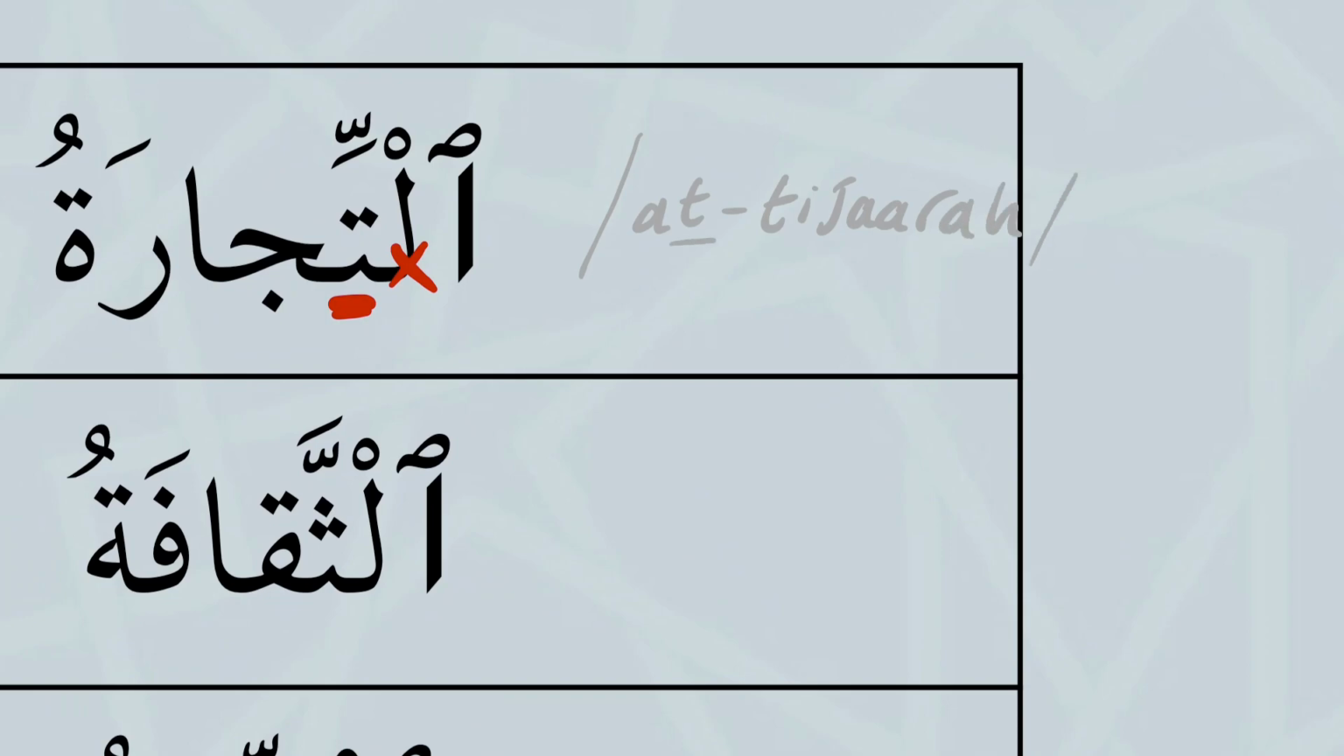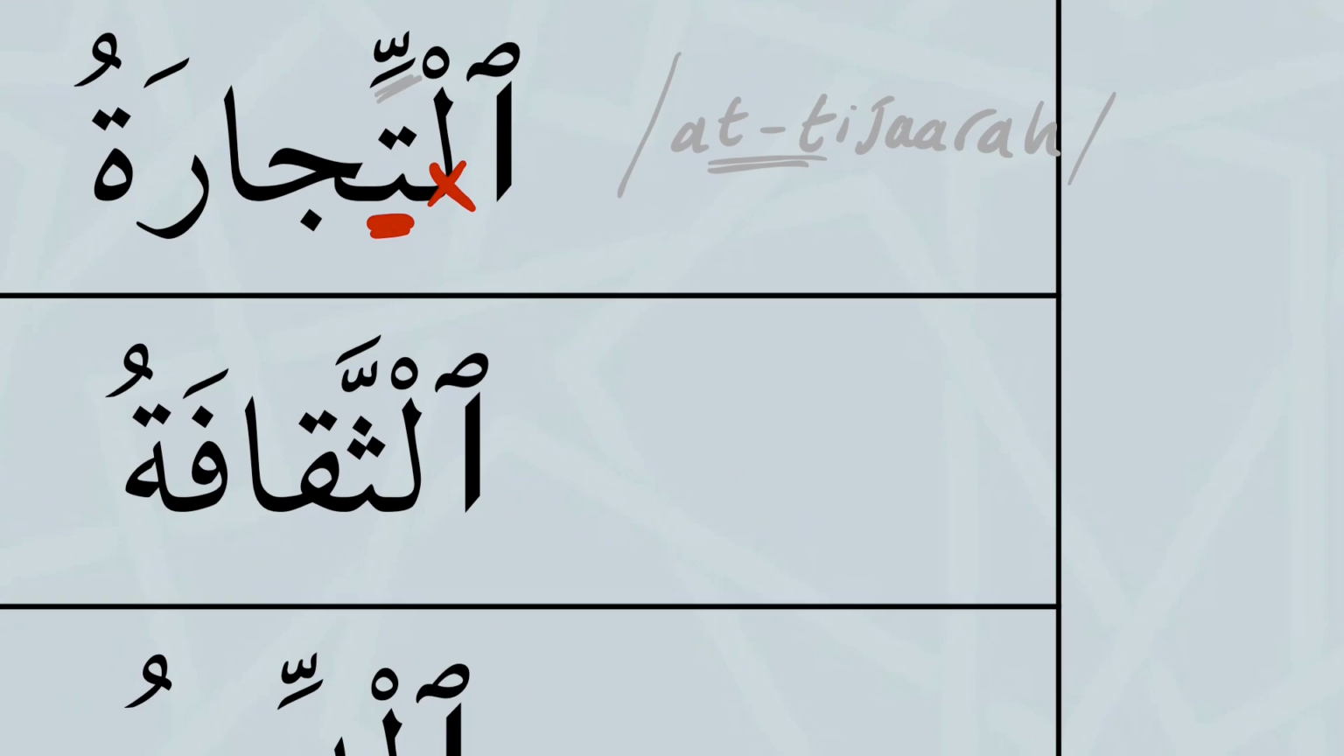Notice that at-tijara has no L. There's a double ta, because the letter ta is literally doubled, and the shadda comes with the kasra, so it's at-tijara, التجارة. Here, how would I pronounce this?